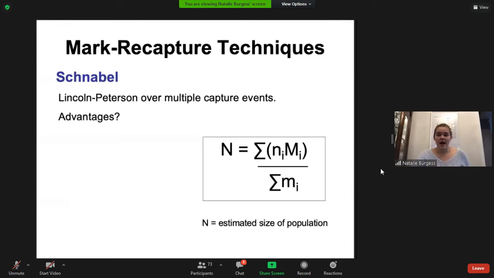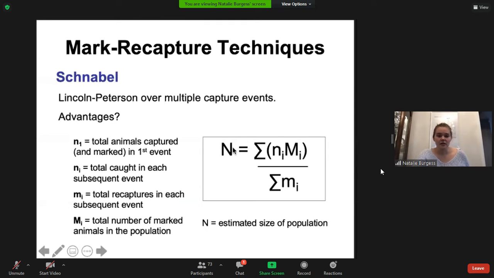So the next one to increase this is the Schnabel method. It's basically using the Lincoln-Petersen over multiple capture events. You use this when animals can be difficult to catch. Therefore, the more capture events you have, the greater the likelihood that you're getting a good estimate of the total population. And you can calculate variance and therefore standard error of the estimate to get a good idea of how close you might actually be.